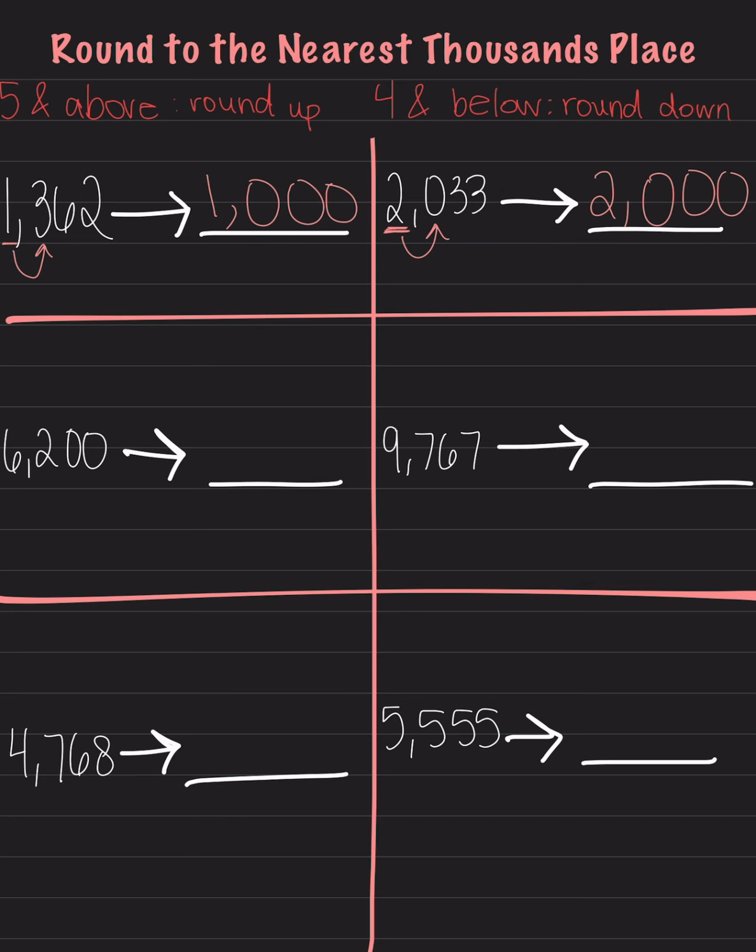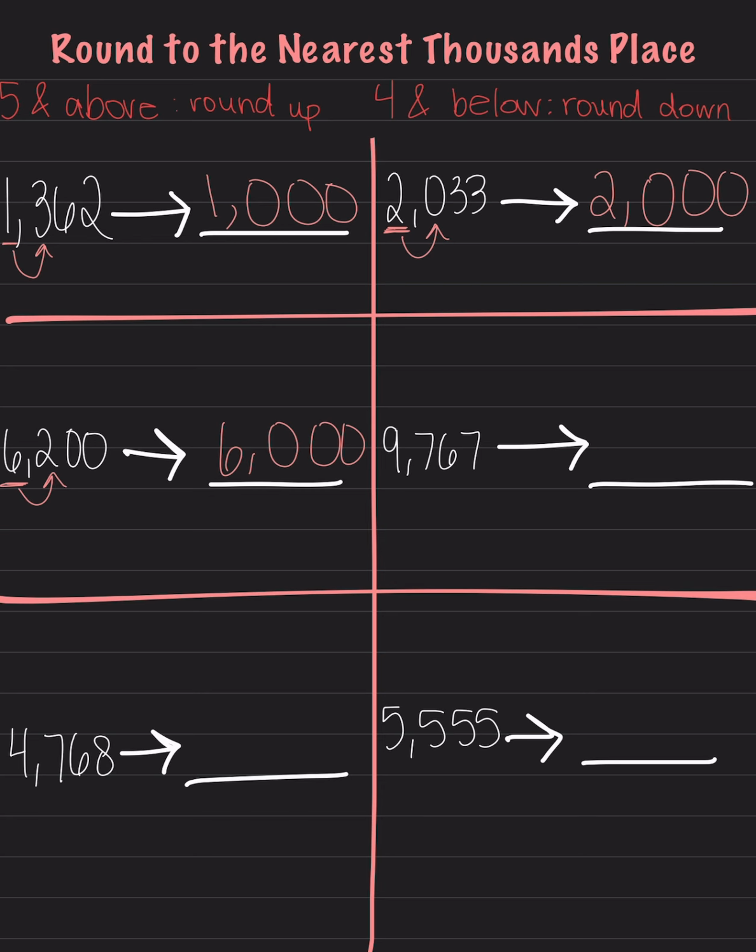Next, I have 6,200. I will look at my 6, which is in the thousands place. Then I will look at its neighbor, which is 2. 2 falls under the 4 and below category, which means this 6 will remain the same since I'm rounding down.